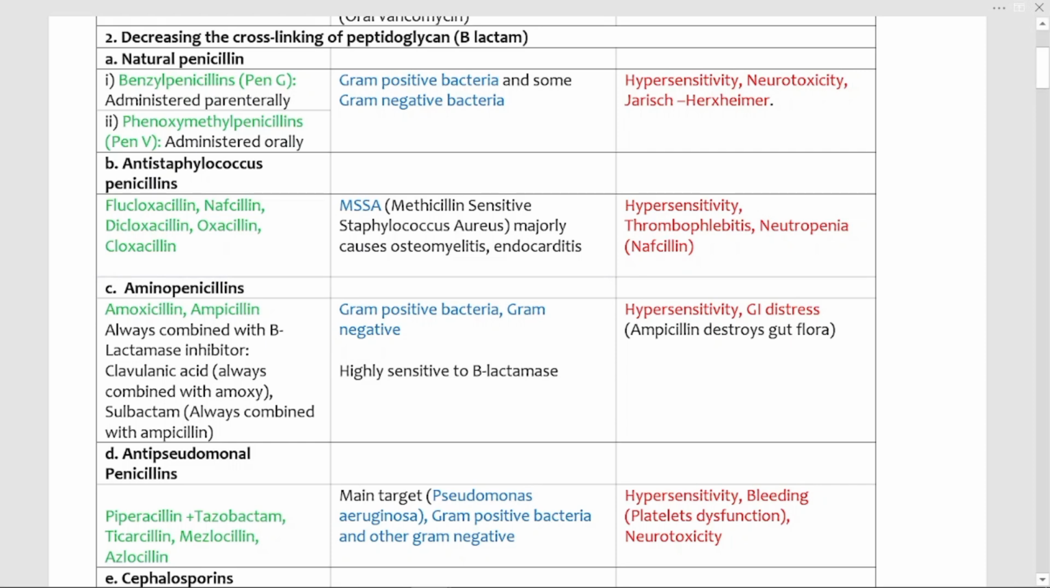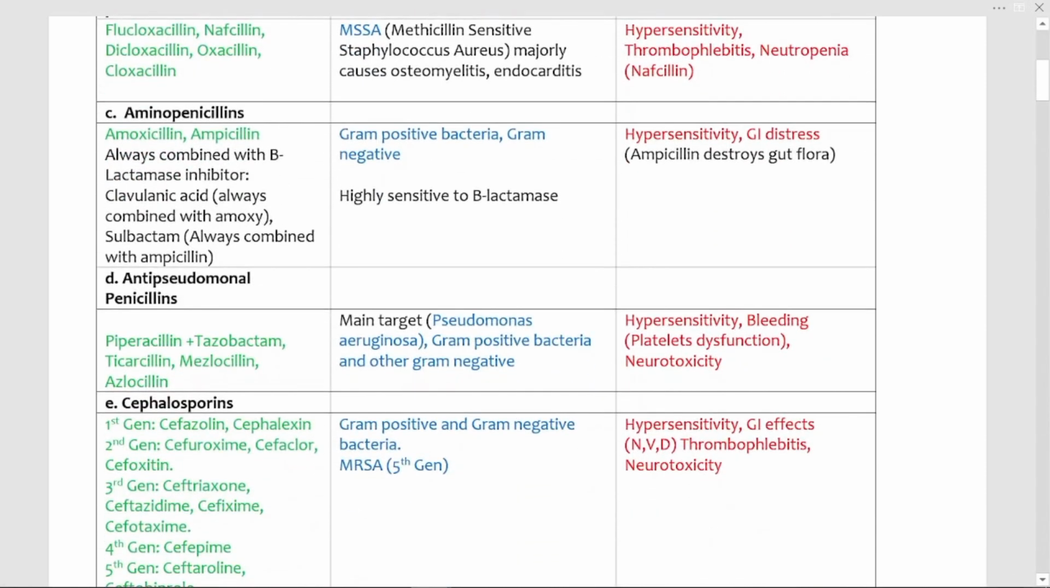These two drugs are very good when it comes to dealing with gram-positive and gram-negative bacteria, but they are highly sensitive to beta-lactamase. That being said, we always give these drugs in combination with beta-lactamase inhibitors like clavulanic acid or sulbactam. That's why you come across Augmentin. Augmentin is amoxiclav, where we have amoxicillin combined with clavulanic acid to make it much more effective.